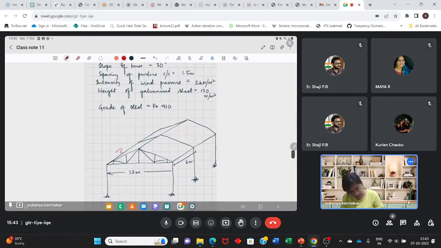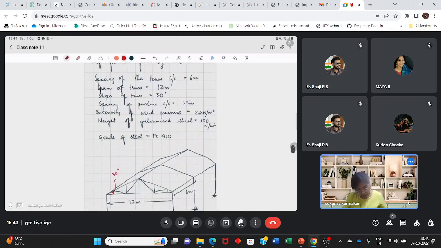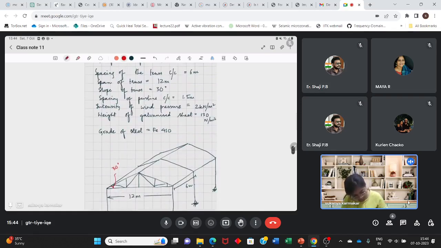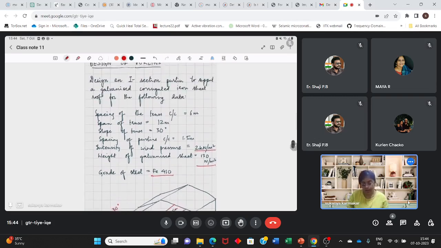Meaning this angle is 30 degree. Spacing of purlins: purlins are placed here, here. So the spacing of purlin is 1.5 meter. And intensity of wind pressure is given. Weight of the galvanized sheet is given, and grade of steel. So let's design this purlin.